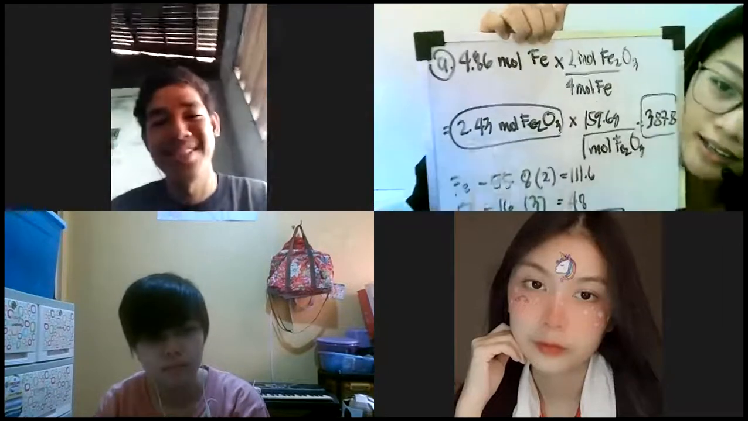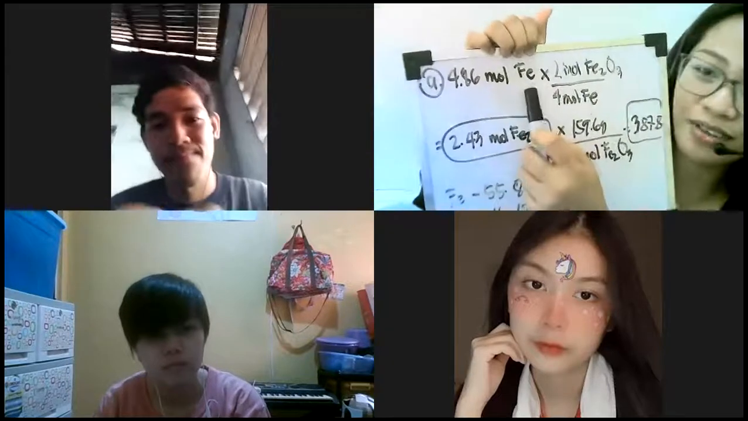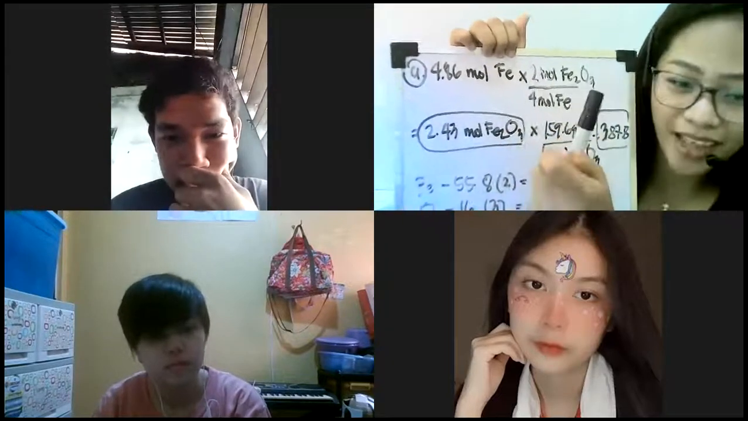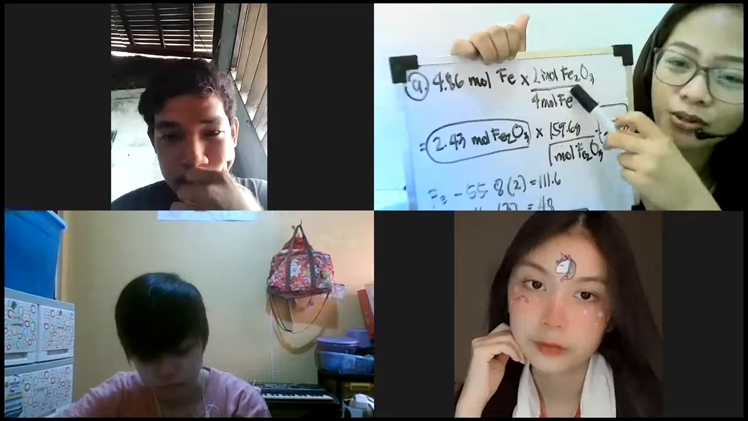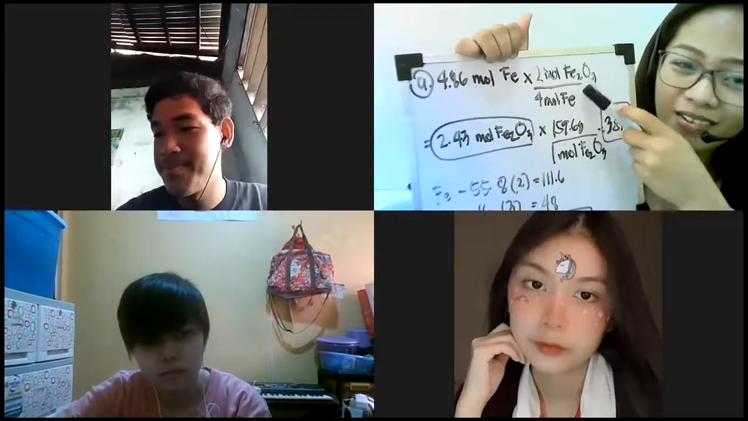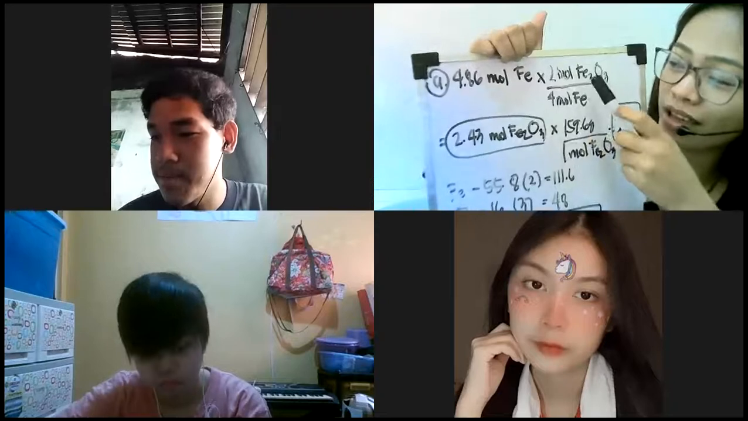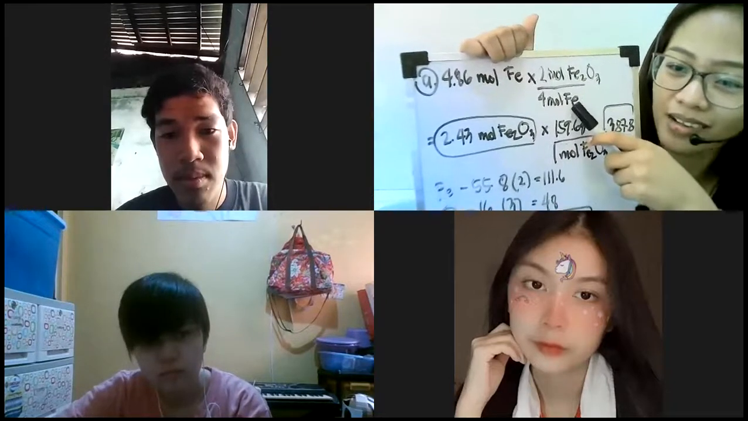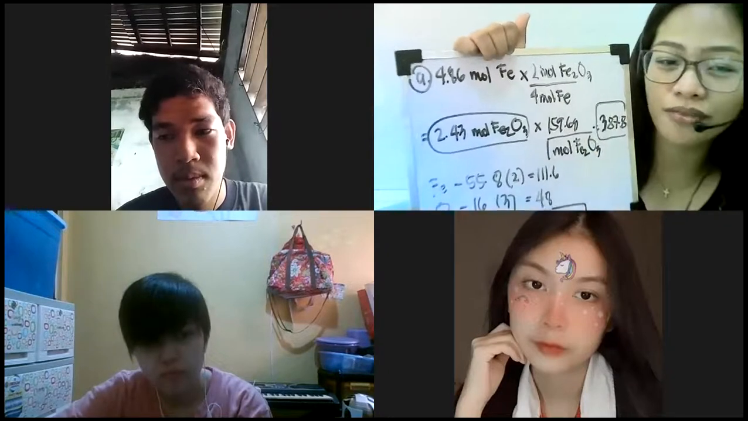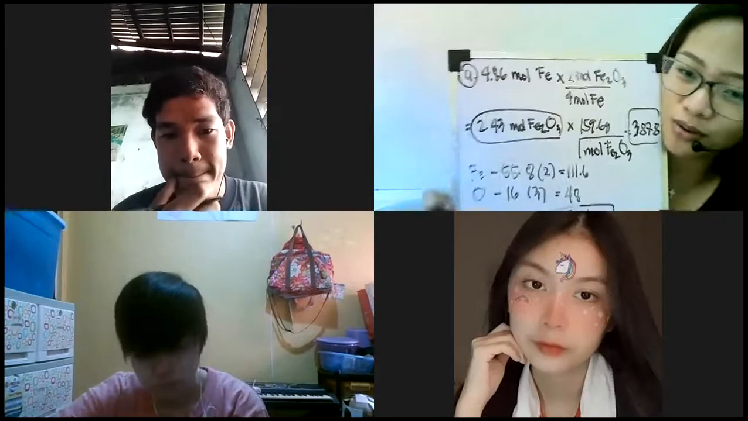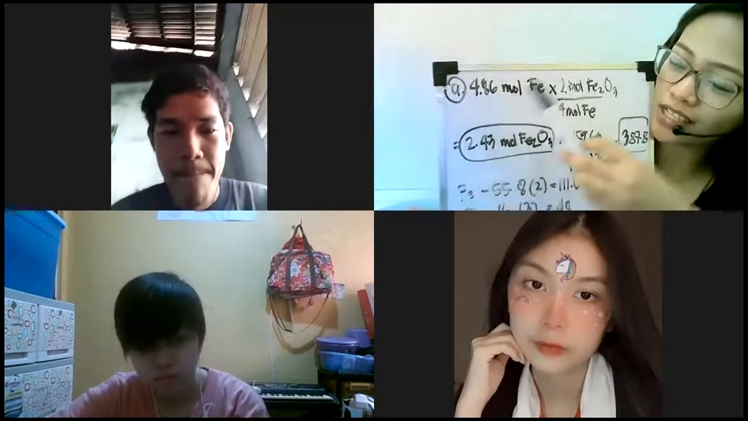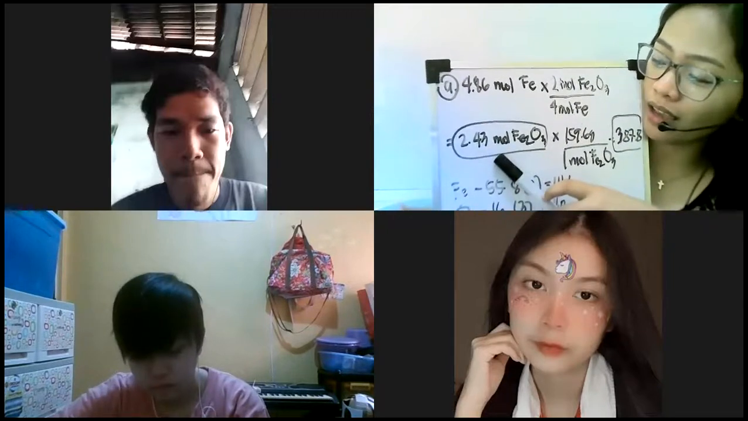Diba naa tay 4.86 mole of Fe sa atong given. Sakto? And then, atong gikuha ang mole ratio. Sa atong equation, naa tay 2 moles of Fe2O3. Then, sa Fe, pila tong moles Fe dito? 4. Diba? Okay. Sunod, atong 4.86 times 2 divided by 4. So, naa tay 2.43 mole of Fe2O3.